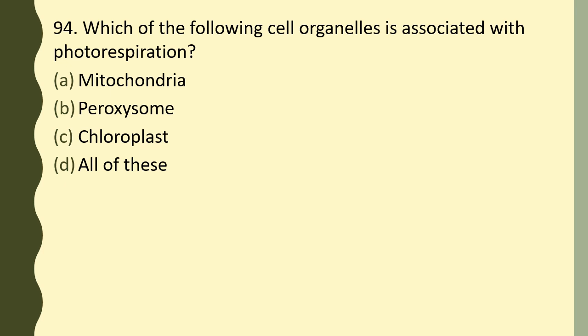Question number 94. Which of the following cell organelles is associated with photorespiration? Mitochondria, peroxisomes, chloroplast, all of these. Which of the following cell organelles is associated with photorespiration? Correct answer is option D, all of the above three.